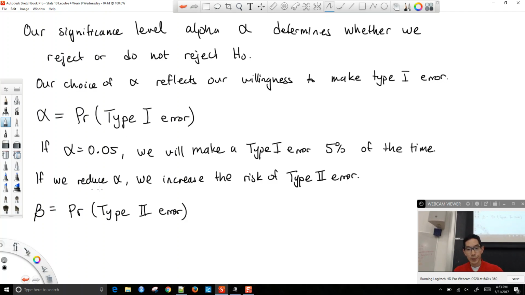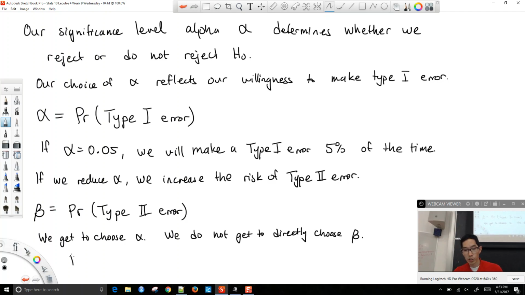So we have, if we reduce alpha, we increase the risk of type 2 error. Beta is the probability of a type 2 error. So there's a balance, okay? We get to choose alpha. We do not get to directly choose beta, but our choice of alpha does affect beta.